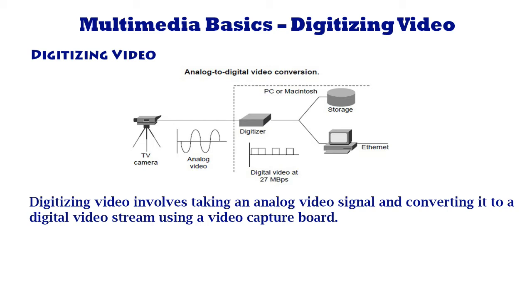Digitizing video involves taking an analog video signal and converting it to a digital video stream using a video capture board, as shown in the figure. Today, a variety of computer platforms including PC, Macintosh and Unix workstation offer video capture capabilities. In some cases, though, the capture equipment is a third-party add-on.